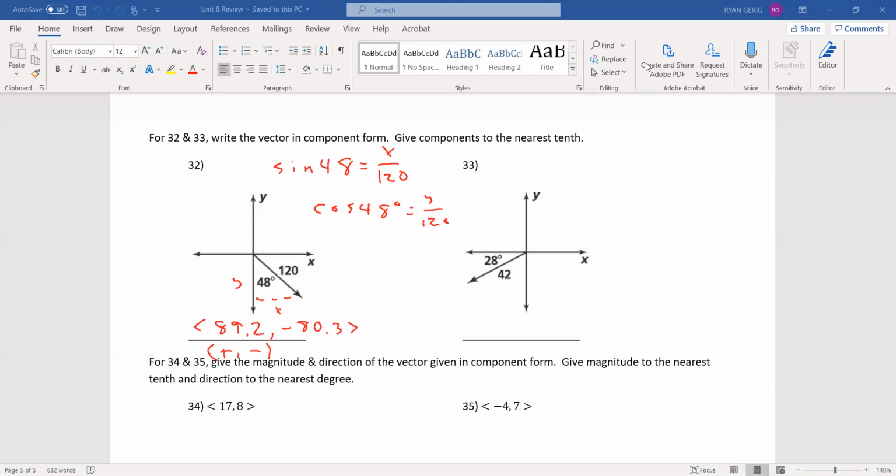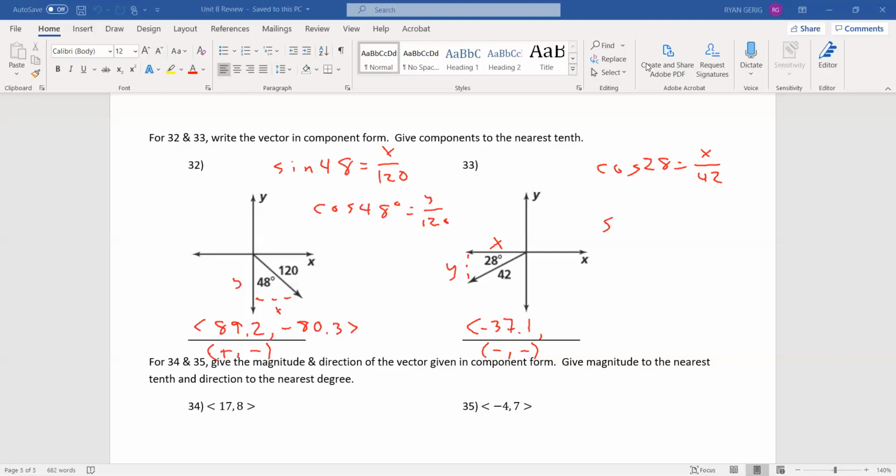Same idea for the next one. The Y is the vertical, the X is the horizontal. Both of them are going to be negative here. All right, we'll do X first. It's cosine of 28 equals X over 42. Multiply by 42. 37.1. Put a negative in front.